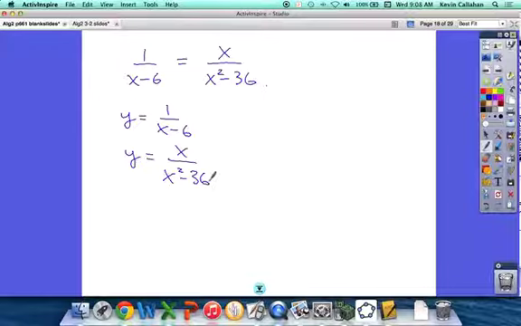Now, this one might be a little different because it's got some vertical asymptotes on it, but this method is going to come in very handy when we're getting ready for the SOL. Okay.